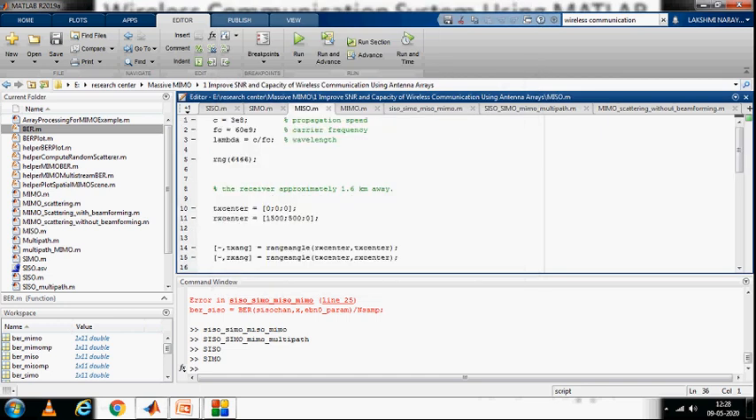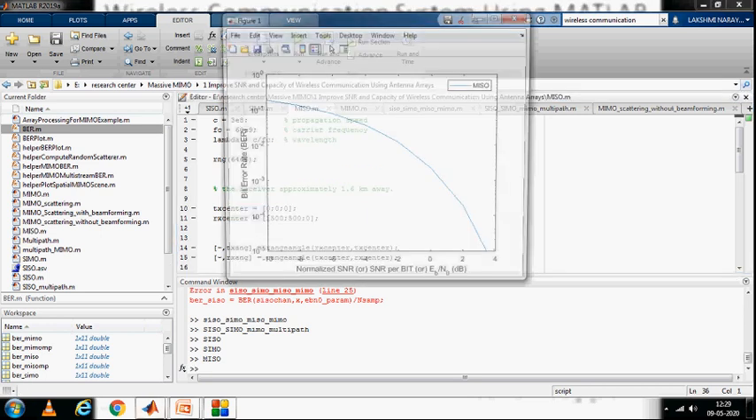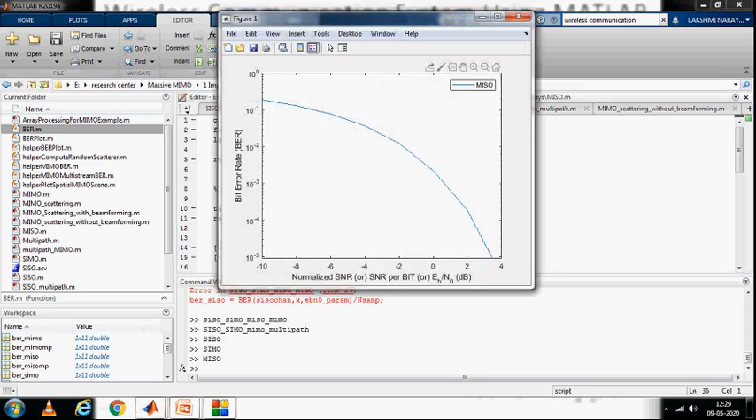Similarly you can run the program for multiple input single output. Here also, single input multiple output as well as multiple input single output both will give you similar performance, but here you need to define the number of receiver antennas. Here both are giving the same, close results.